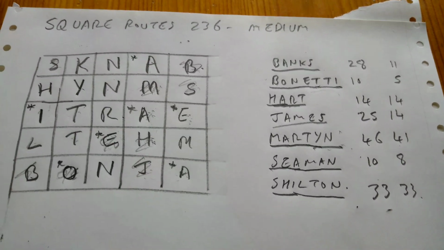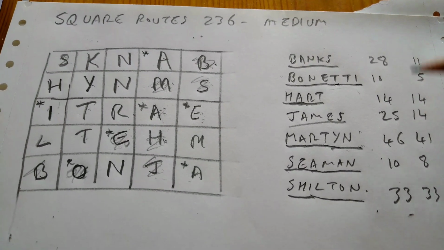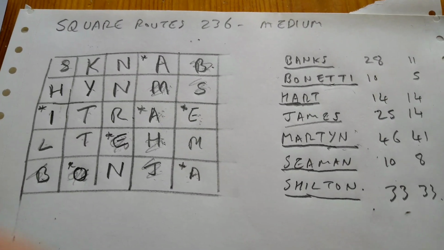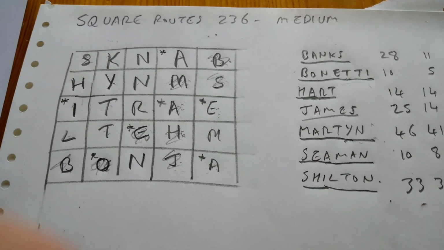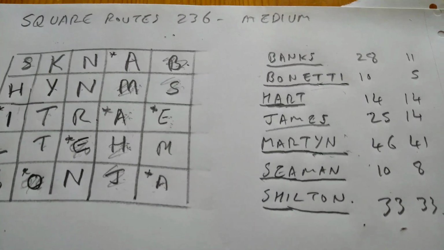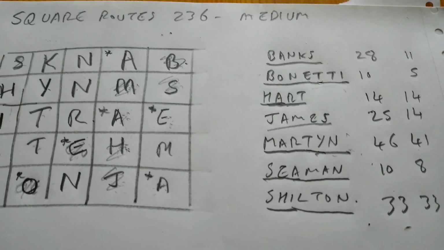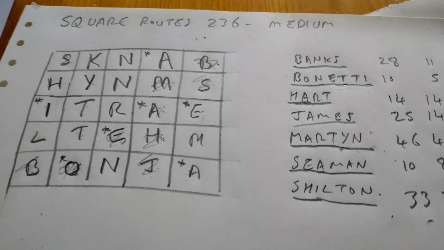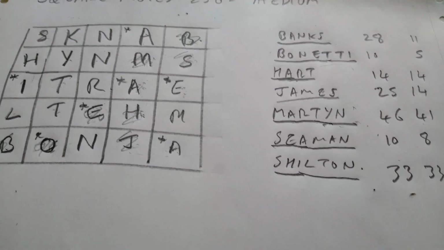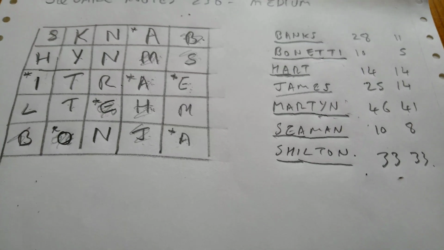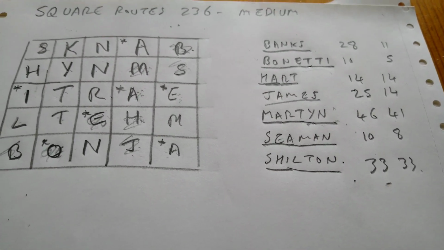Here are the numbers of ways written down, the total number of ways, ignoring whether it blocks any other words completely, and the number of ways once you've discounted ways that would block another word completely from the grid. So we can see that they all fit in quite a lot of ways. The least numbers are for Bonetti and Seaman with 10 different ways. Shilton fits in 33 different ways, but it was very useful that it had to start top left because that starting cell couldn't be used for any other word.